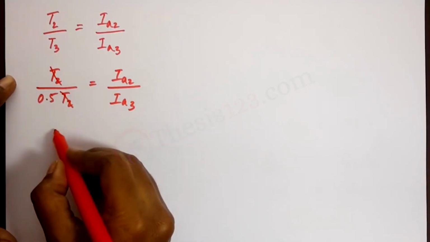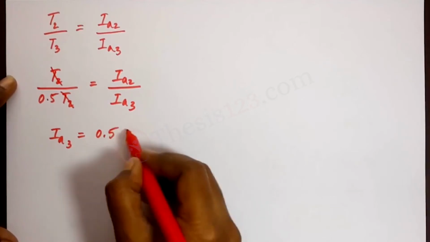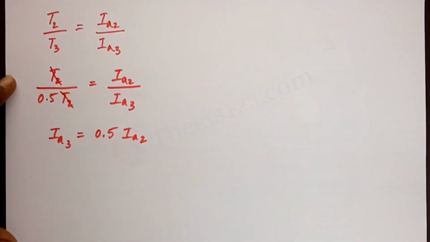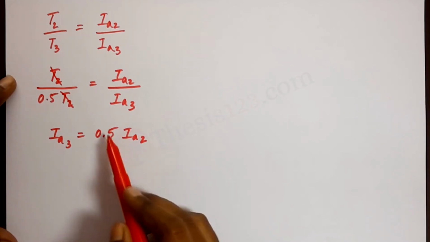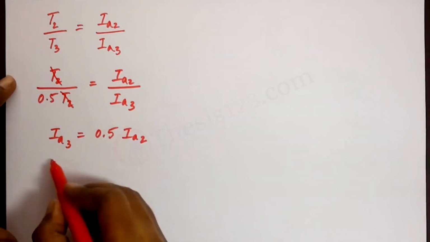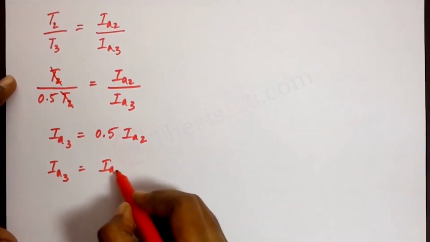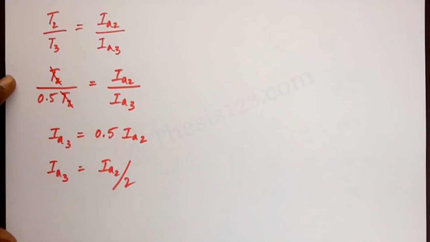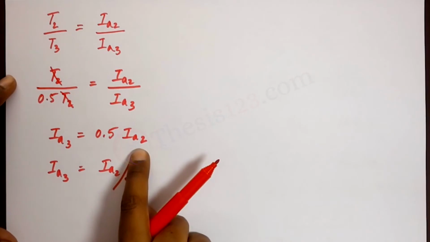So now we will have a relation IA3 is equal to 0.5 IA2, right? Or we can even say that IA3 is equal to IA2 by 2. Since 0.5 is 5 by 10, 1 by 2, well, you know how it goes. So it's IA3 is equal to IA2 divided by 2. Either way, you can use either one. It's not a big deal. Okay, so now we have the relationship between IA3 and IA2.